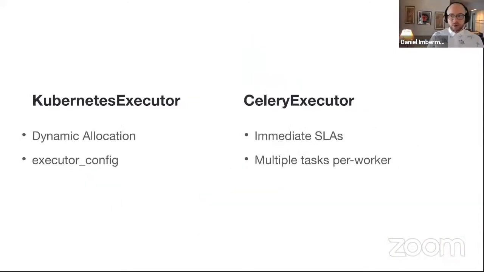So we looked into what the best parts of the Kubernetes executor and the CeleryExecutor are. With the Kubernetes executor, you have dynamic allocation and the executor config. With the CeleryExecutor, you have these immediate SLAs because once a Celery worker is running, it is able to take on new tasks immediately. It's already hot, it's already been started up. And you have this multi-tenancy, which makes it a lot more efficient. So we tried to figure out the best way to do both of those.